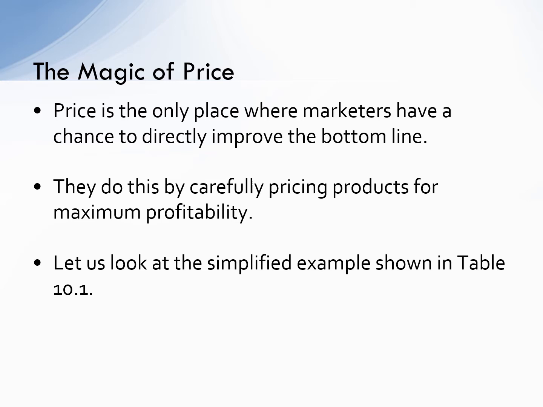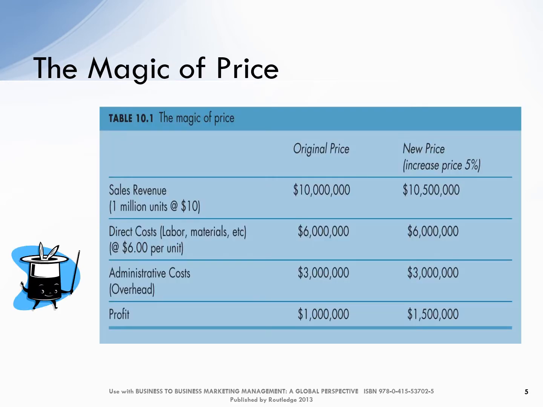The magic of price. Price is the only place where marketers have a chance to directly improve the bottom line. They do this by carefully pricing products for maximum profitability. Let us look at the simplified example shown in table 10.1. With the original price of $10, a firm sells 1 million units for a total revenue of 10 million.